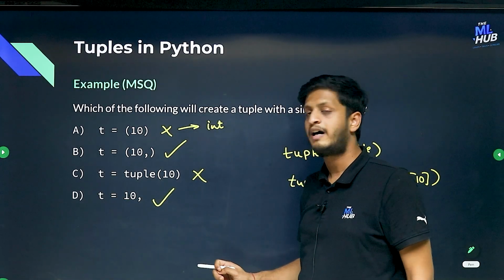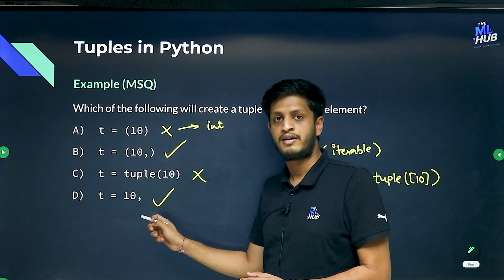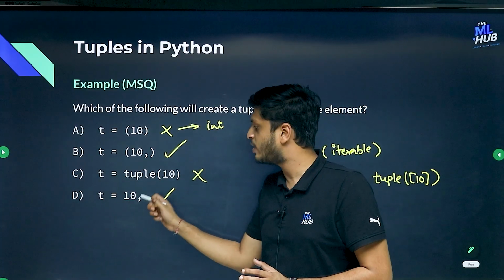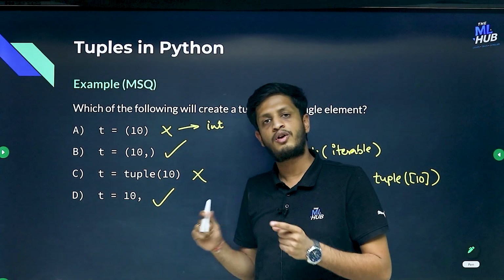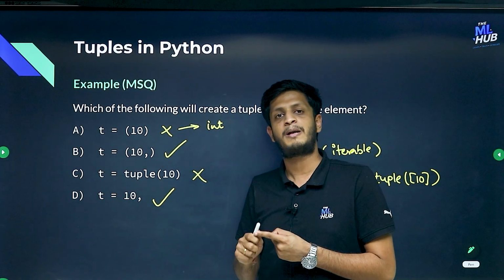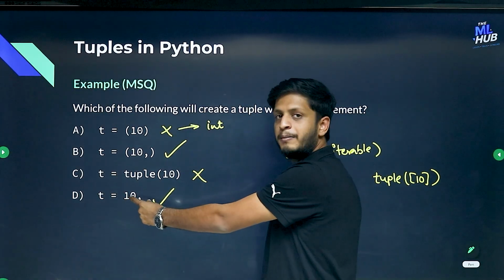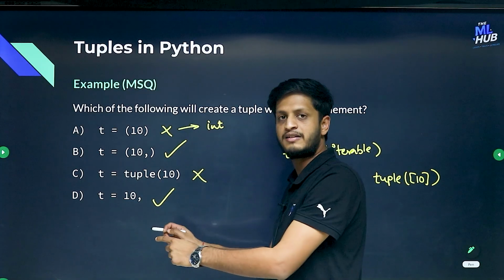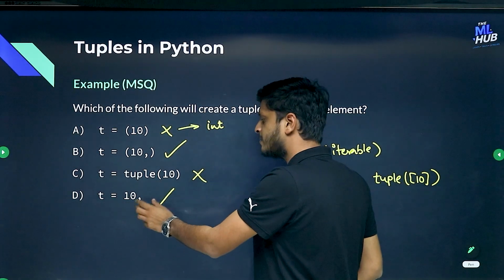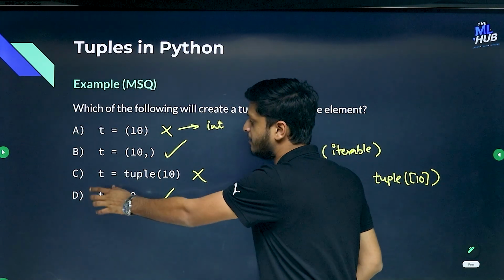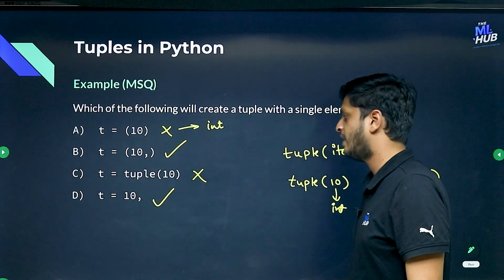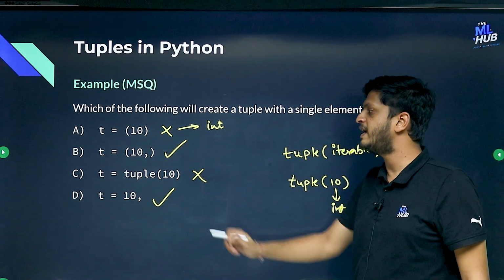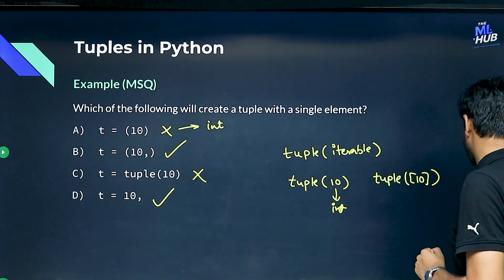And this is correct. As I told you, if you write 10 comma, this creates a tuple with a single element. You can skip the parentheses as well, because of tuple packing. Even if you skip the parentheses, that is okay. Automatically, the parentheses will be added. So if you just write 10 comma, it will create a tuple with a single element and assign it to the variable t. Skipping parentheses is okay, as tuple packing will happen here. So options B and D are correct. Options A and C are wrong.